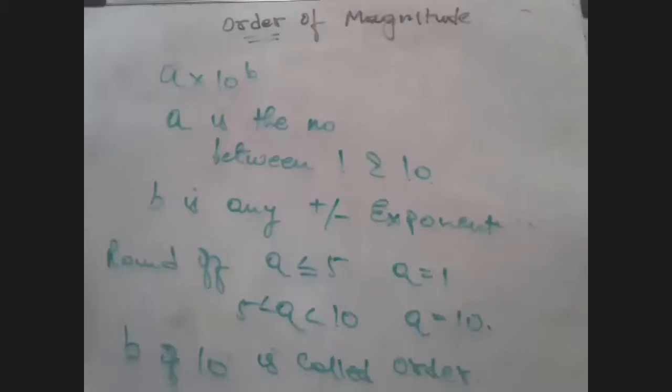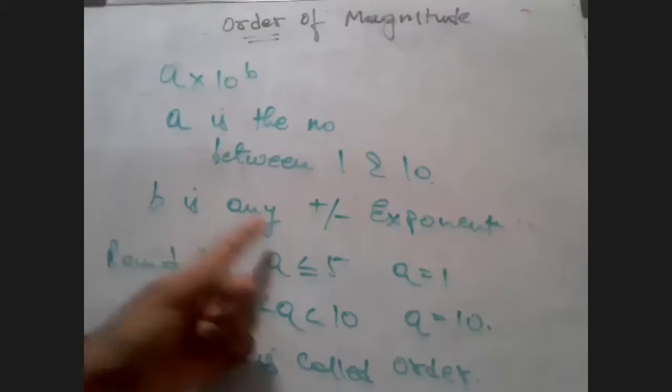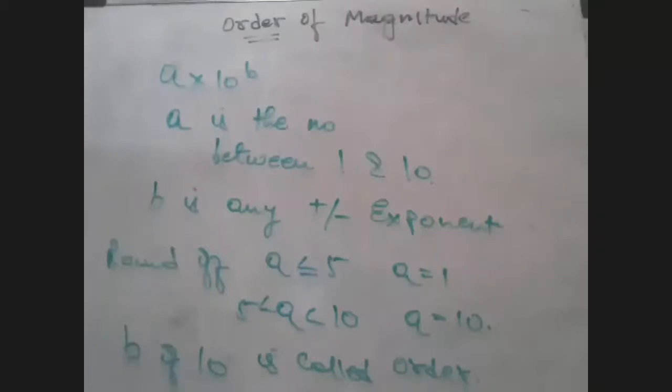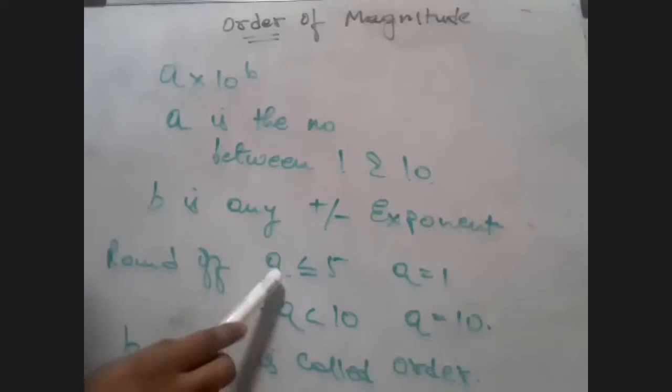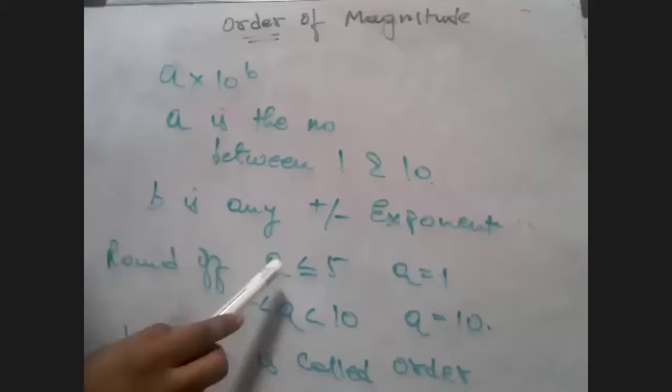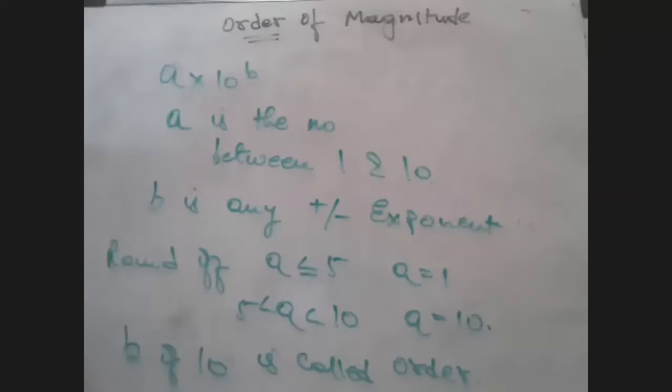See students, if a is any number between 1 and 10 and b is any positive or negative exponent, that means this exponent here, 10 raised to b, can be any number. It can be a plus sign, it can be a negative sign also. Okay, then what you have to do, if this a is less than or equal to 5, listen to me, you will round off that a to 1.